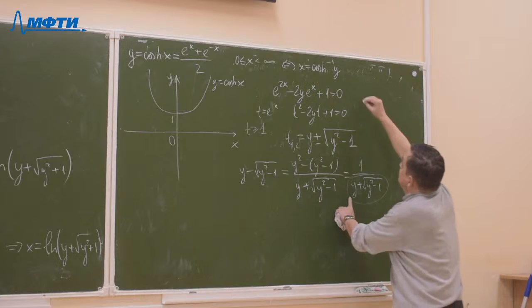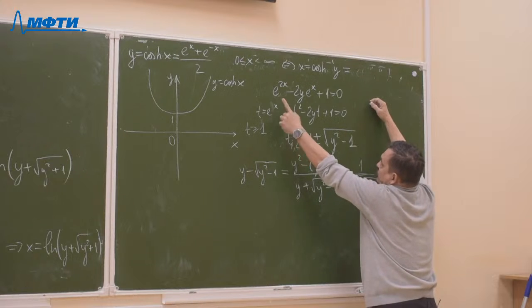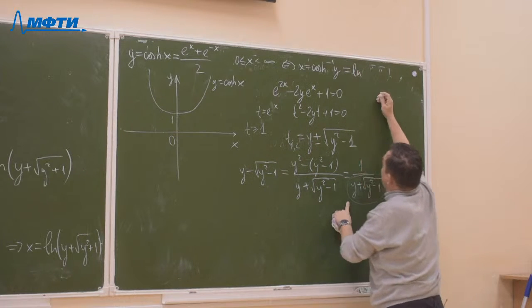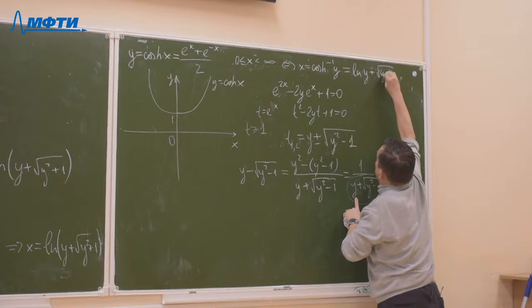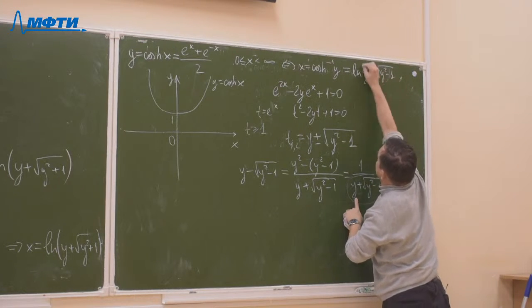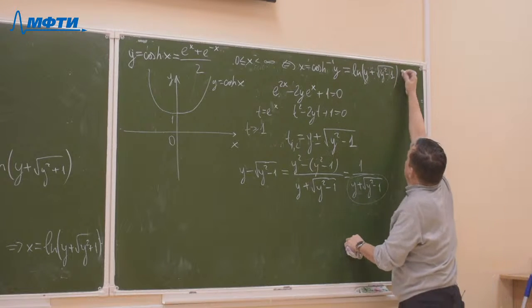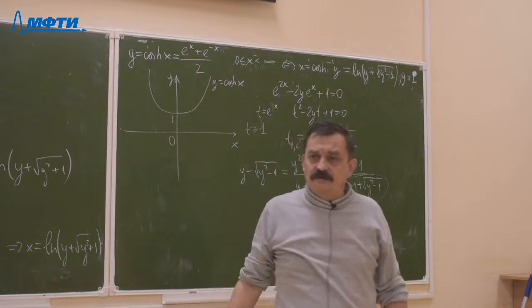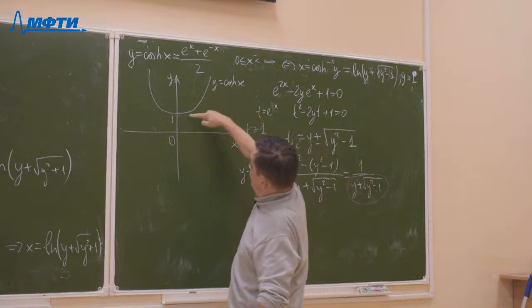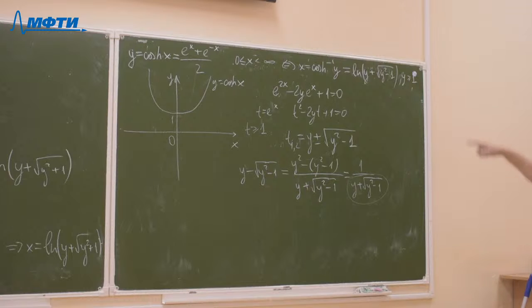So it means that, once again, t is e to the power x, so we have x equals logarithm of y plus square root of y squared minus 1. Here y is greater or equal than 1 by the definition, because y is cosine hyperbolic means y greater or equal than 1. So that is the domain of our inverse cosine hyperbolic.